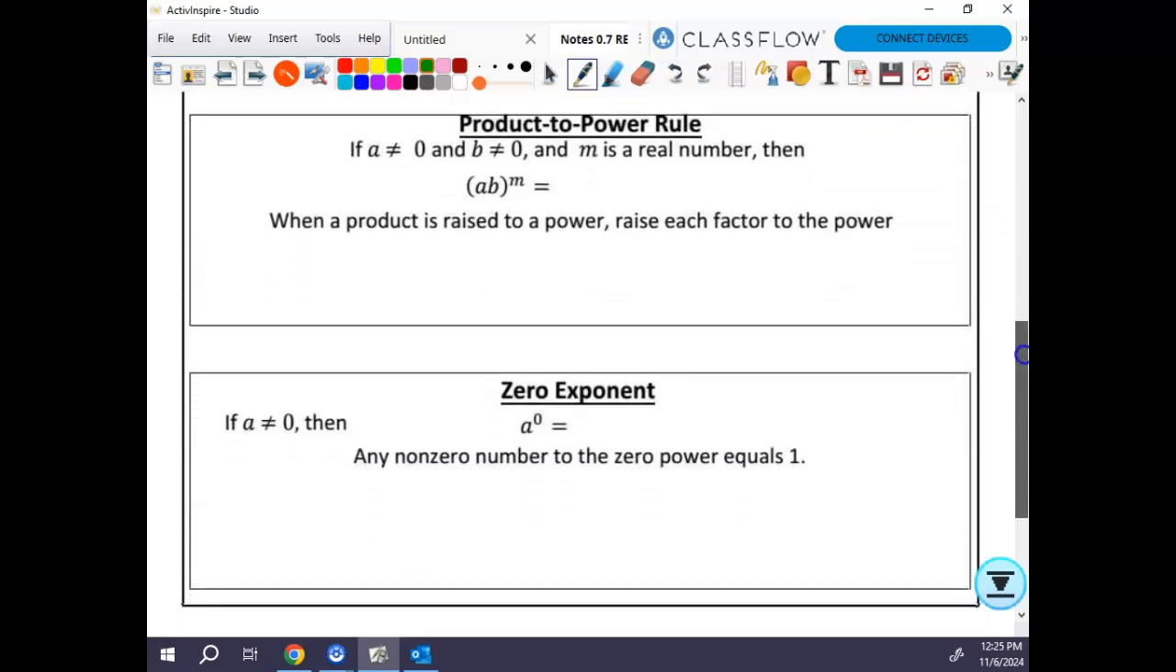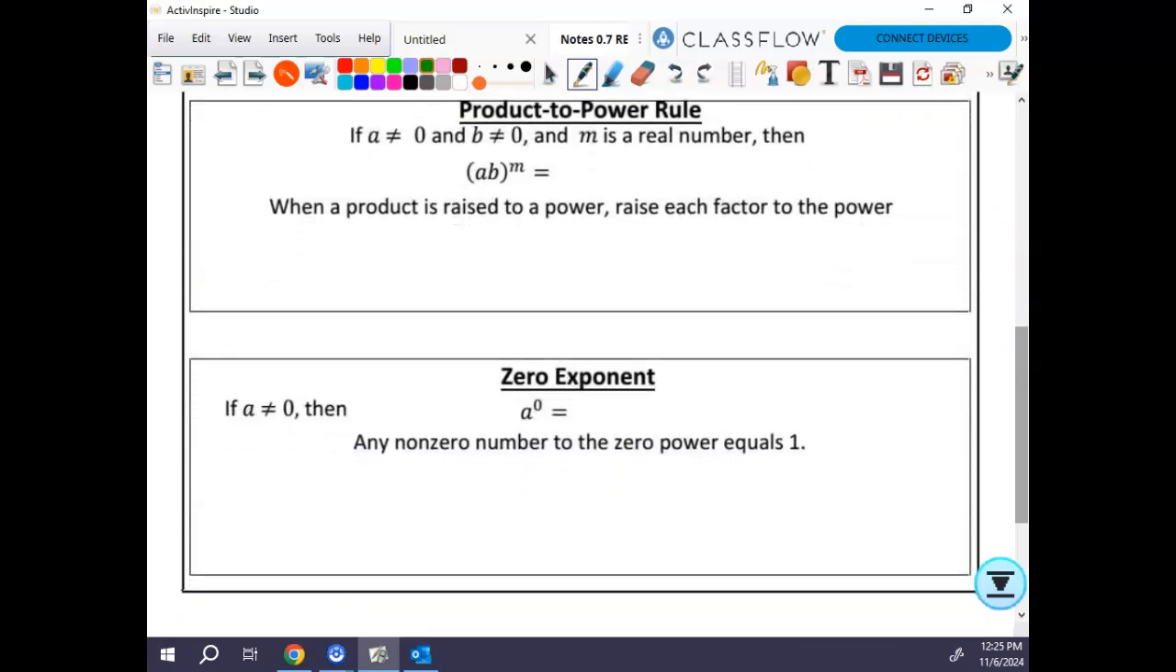So then we have the product to a power rule. It says product, and that's important. Inside here I have one term, and the factors are being multiplied, so I can take that m and distribute it to each of the variables in there, or numbers, or whatever they are. So it'd be a to the m times b to the m.